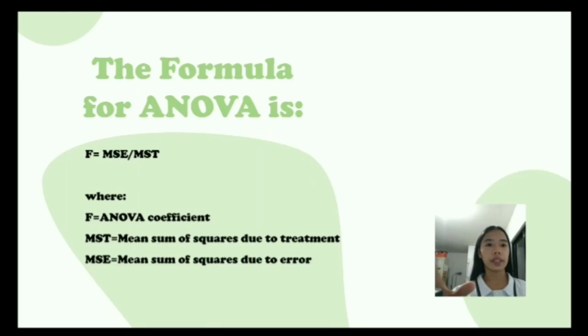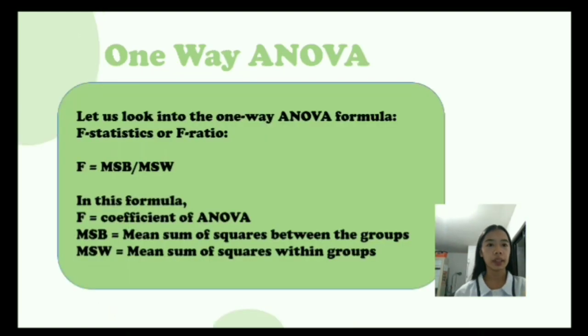The formula for ANOVA is F equals MST divided by MSE, where F equals ANOVA coefficient, MST equals mean sum of squares due to treatment, MSE equals mean sum of squares due to error.